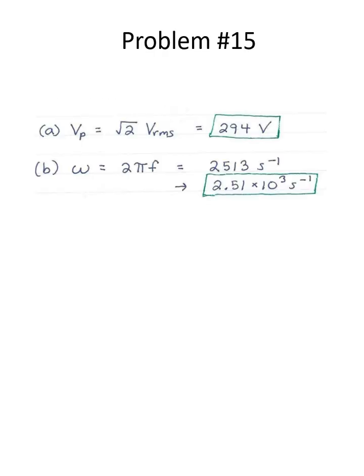Starting with number 15, an industrial electric motor runs at 208 volts RMS and 400 hertz. What are the peak voltage and the angular frequency? All right, so peak voltage is square root of 2 times the root mean square voltage. And so peak voltage is going to give us 294 volts. And for part B, we want to know what is the angular frequency. So we'll do 2 times pi times the frequency given of 400 hertz, and that gives 2513 radians per second.